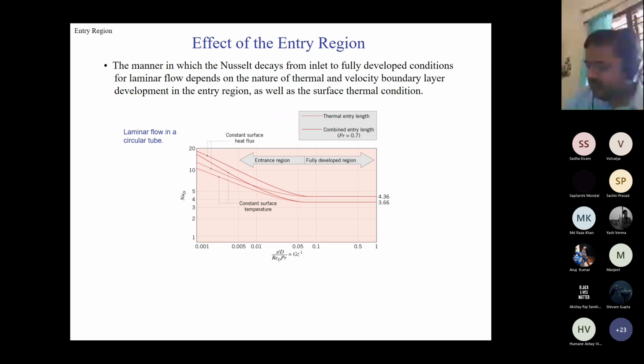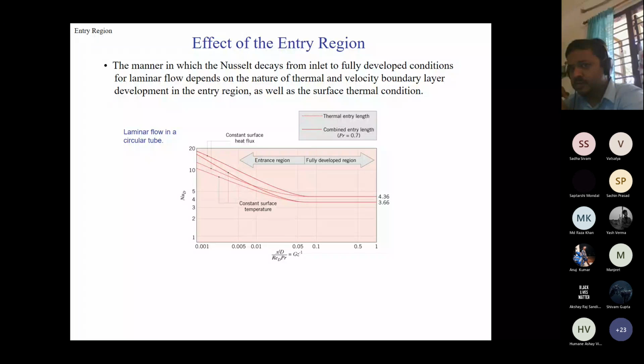Okay. So what I'm trying to tell you again with this practical example is, there are lots of situations where you cannot neglect, where it will be stupid to neglect, the effect of the entrance region. Okay. So this plot, what you can see on this slide, gives you the Nusselt number variation along the flow length.